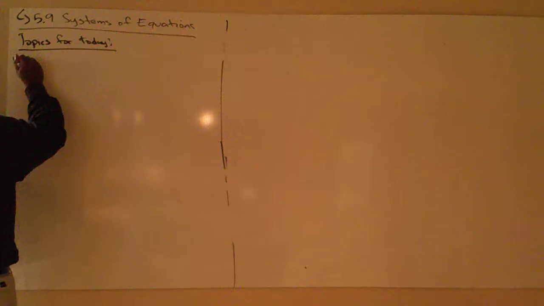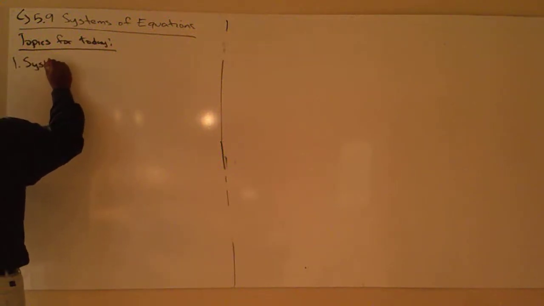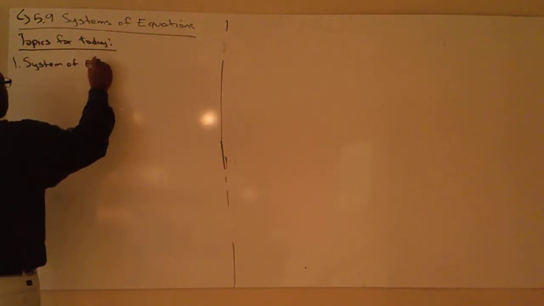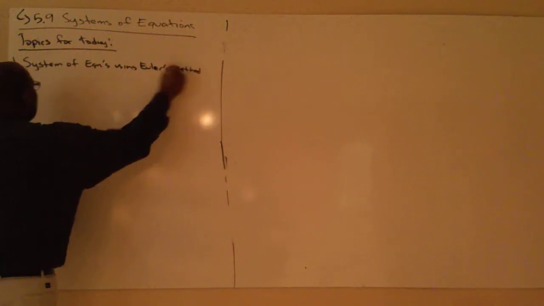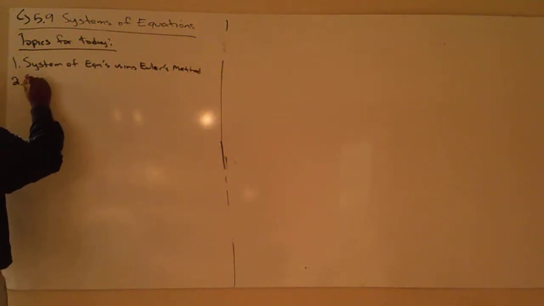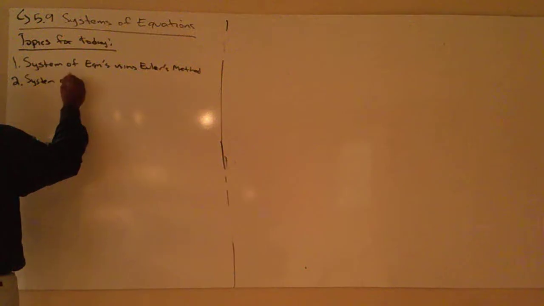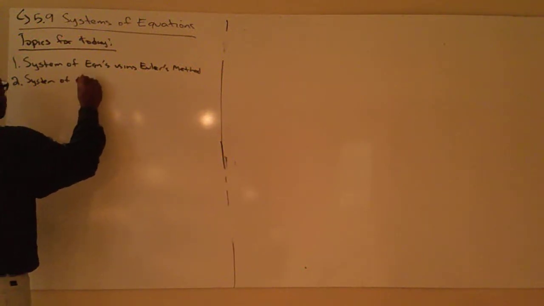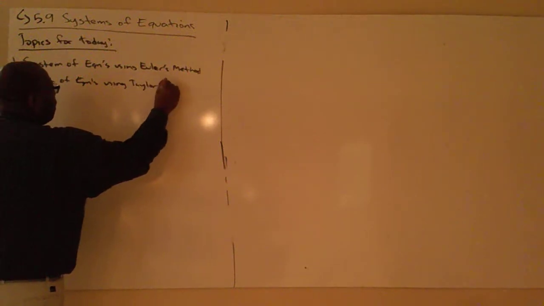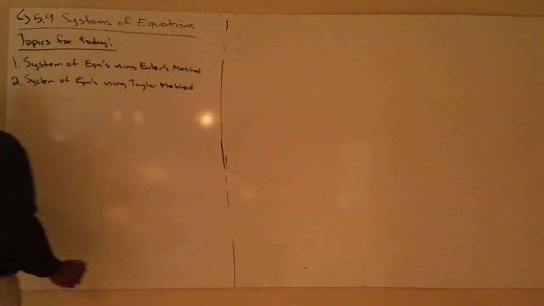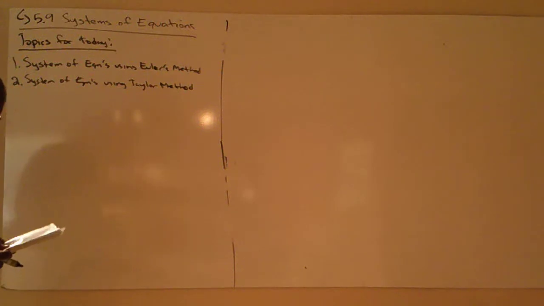Okay, we're going to say, so system of equations using Euler's method. And then system of equations using Taylor's method, or whatever order you want. So let's just start off pretty simple, pretty straightforward here.